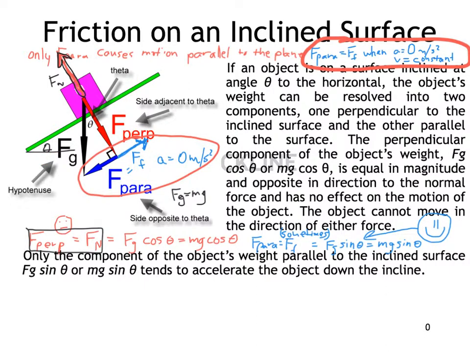And additionally, Fg is equal to mg, so that means if Fg sine theta gives you F para, then mg sine theta gives you F para as well. And one more time, there are cases when you can use either of these equations to solve for Ff, the frictional force, but you have to have an acceleration of 0 or you have to have constant speed.